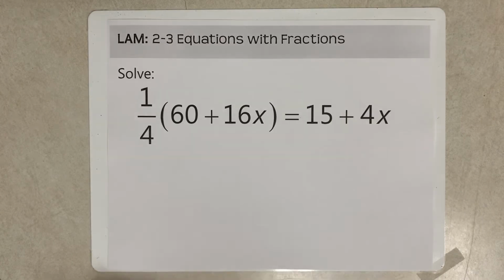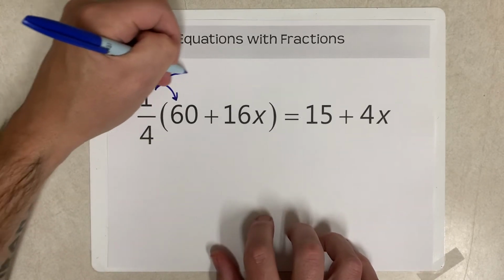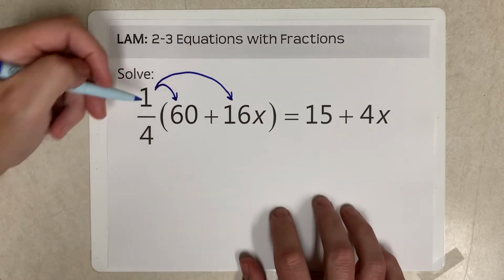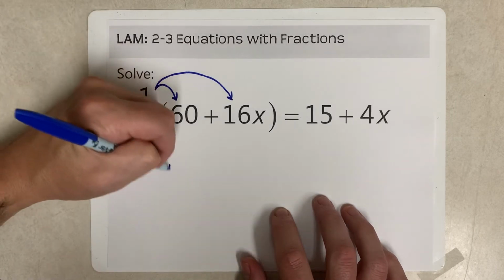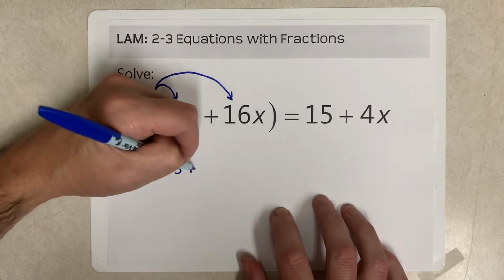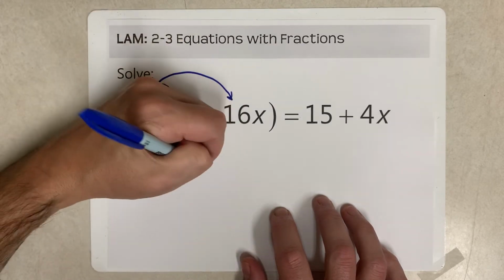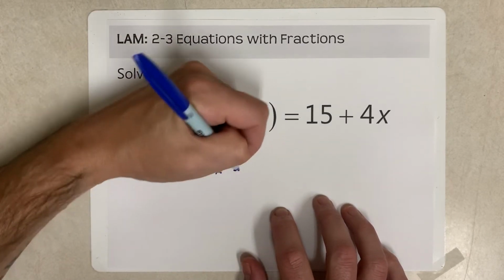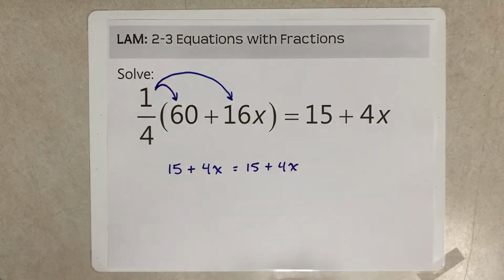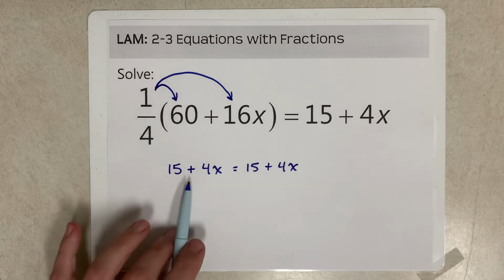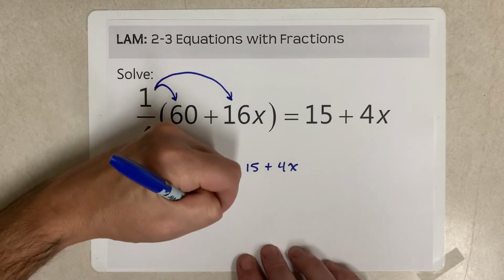Okay, again, we have parentheses with a fraction on the outside, so we need to distribute. Okay, so we need 1/4 of 60. So 60 times 1 is 60, divided by 4 is 15, plus 16 times 1 is 16, divided by 4 is 4x, still equals 15 plus 4x. So now I look at that and I see it already. The left side and the right side are identical. So if that ever happens, it's all real numbers.